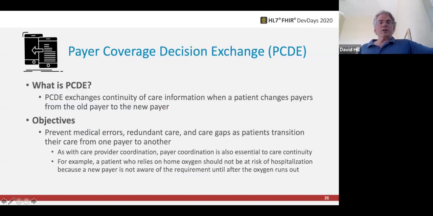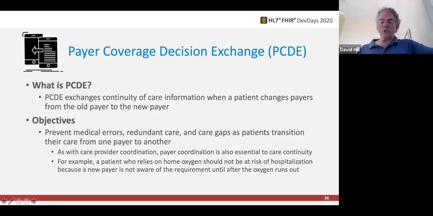So lastly, I want to talk about payer coverage decision exchange. And that is really when a patient moves from one insurance plan or company to another insurance company, this allows that patient to transfer the continuity of care information from one payer to another. And so this really helps to prevent medical errors and redundant procedures and close some of the gaps that can occur when you make some of these transitions.